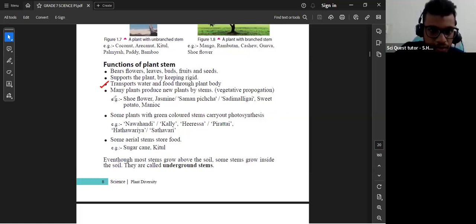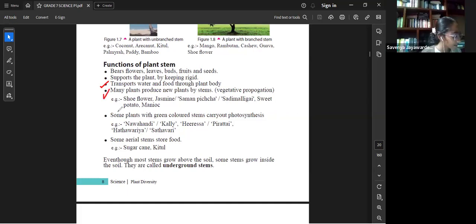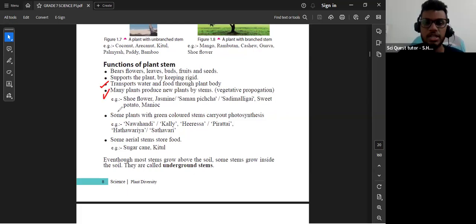Read the fourth one. Many plants produce new plants by stems. Vegetative propagation. Very good. Even that was a function of a root as well, isn't it? We studied the function of the root as well. So many plants produce new plants using their stems. From stems, you can grow new plants, which is known as vegetative propagation.